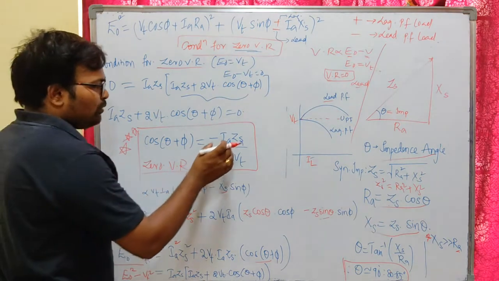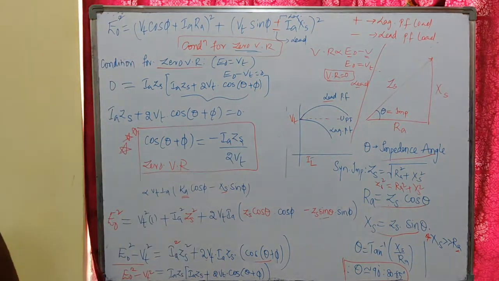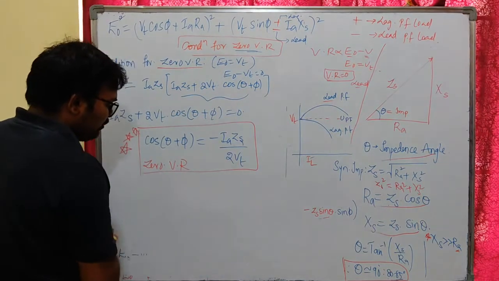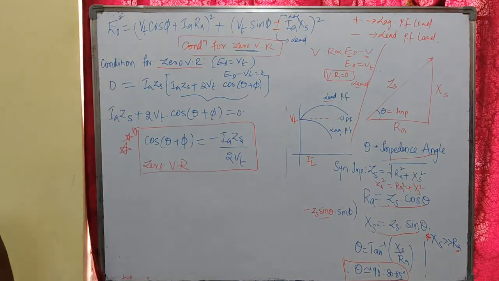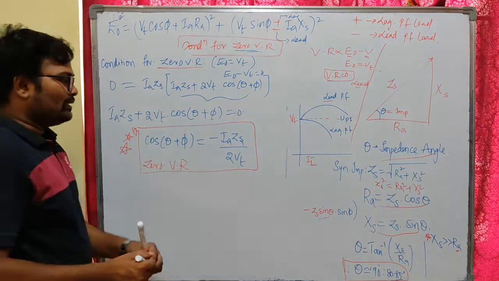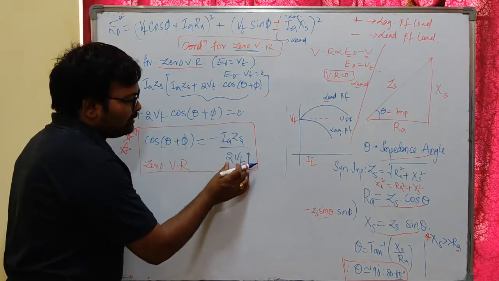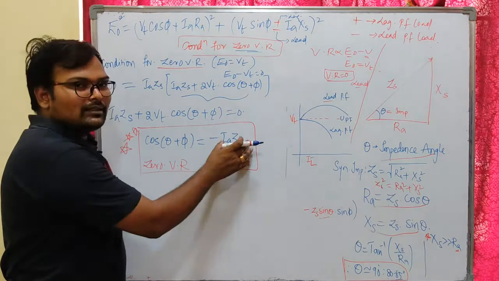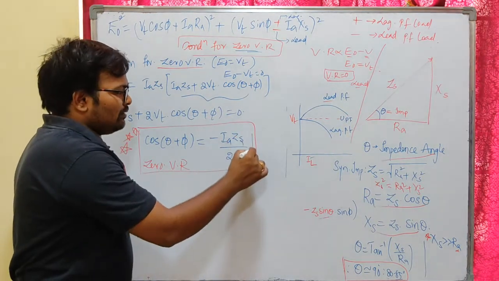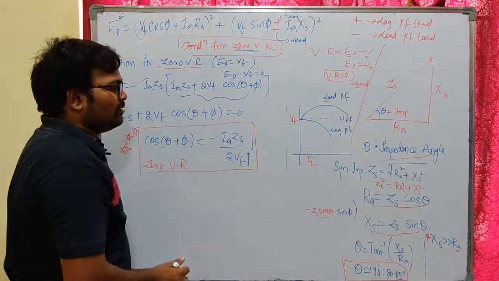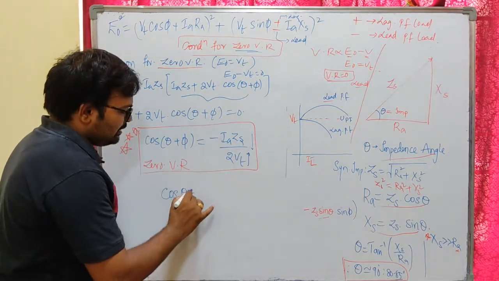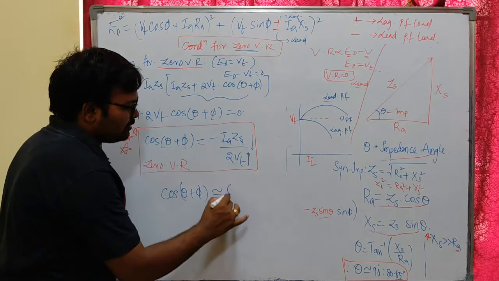Here compared to IA ZS, what is the value of 2 into V terminal? 2 into terminal voltage is very large compared to IA ZS. Okay, 2 times the terminal voltage is very much large compared to IA ZS. That means the denominator is having a very large value and the numerator is having a very less value. Complete ratio will become almost 0. Okay, that means I can take it as cos of theta plus pi is almost equal to 0.